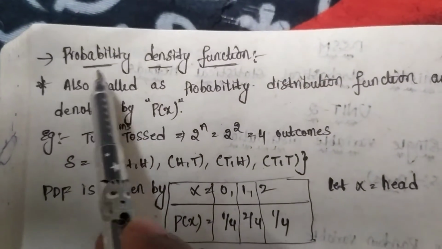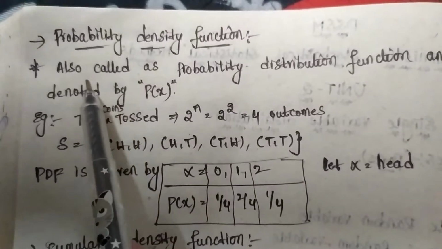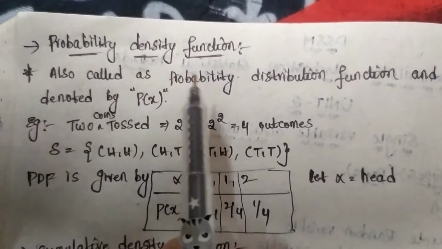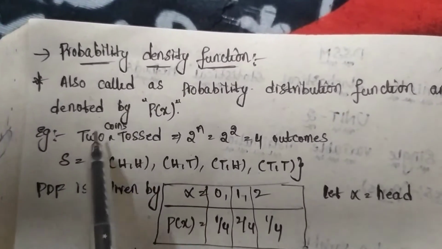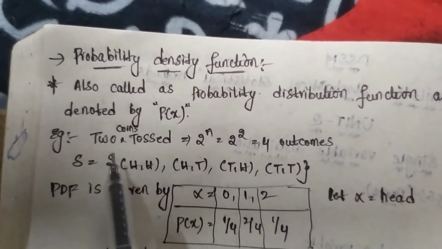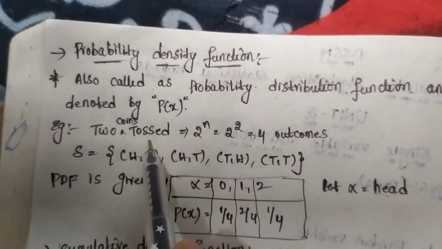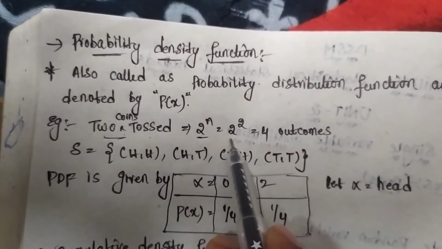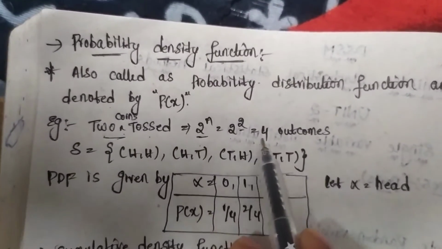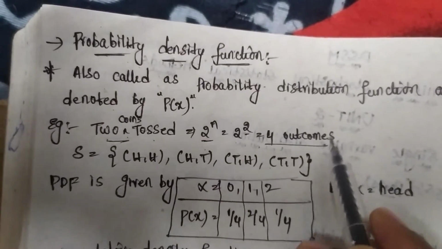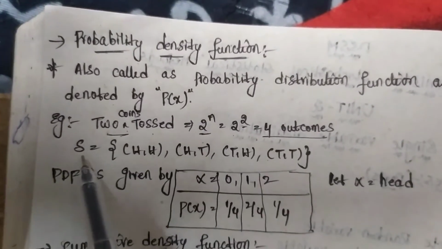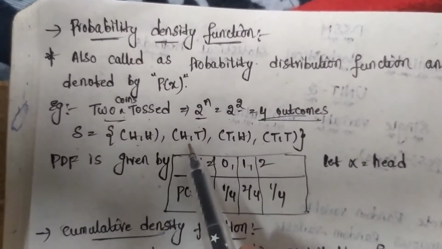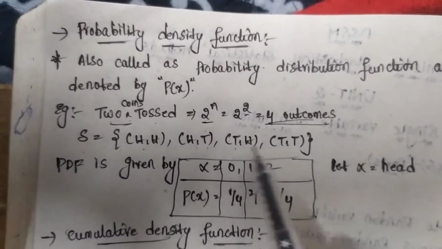Now we have to know about the probability density function. The probability density function is also called the probability distribution function, and it is denoted by P of x. Let us understand it with an example. Here two coins are tossed. We know the formula is 2 power n. Tossing two coins, that's why 2 power 2, which is 4, so we have 4 outcomes in the sample space. The sample space is S equals 2 heads, 1 head 1 tail, 1 tail 1 head, and 2 tails.